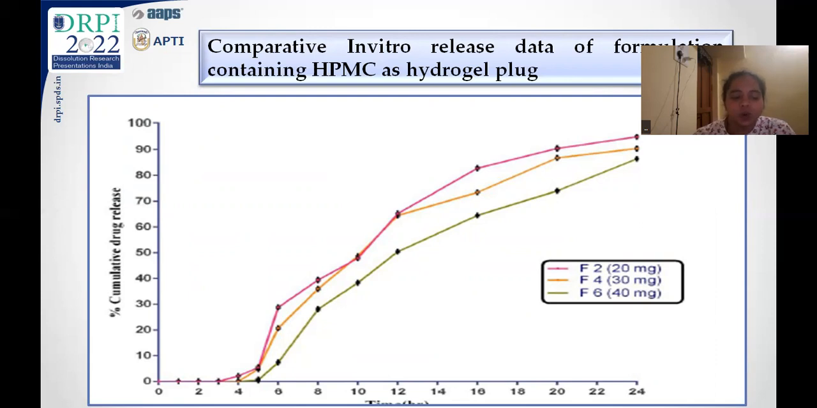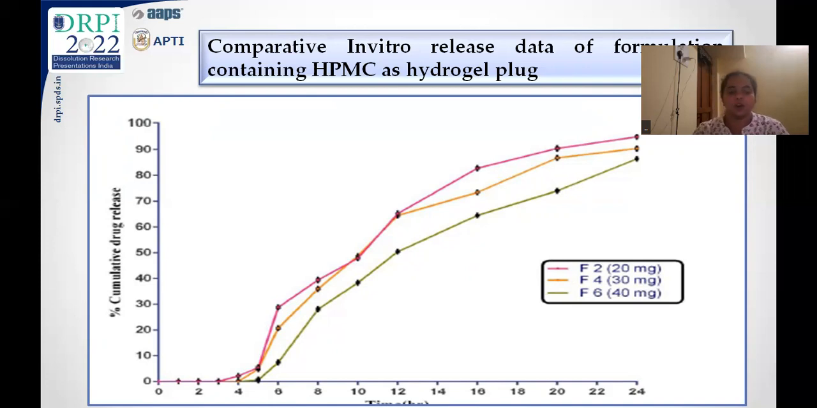There was absolutely no drug release in the simulated gastric fluid for 2 hours, that is in the pH 1.2 medium. Then a negligible amount of the drug release was observed in simulated intestinal fluid of pH 7.4, where dissolution was carried out for 3 hours. In the remaining hours, dissolution was continued in simulated colonic medium, that's of pH 6.8 phosphate buffer, and the release was found in 24 hours in controlled manner depending upon the quantity of the polymer plug.